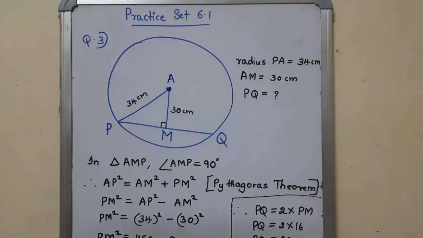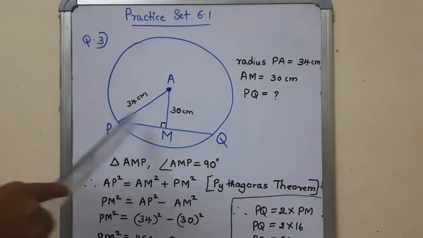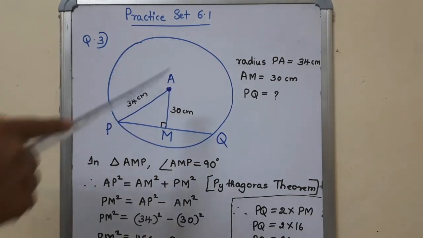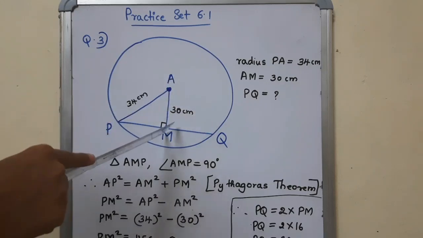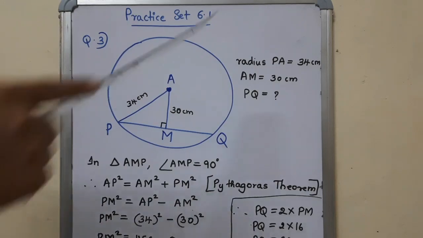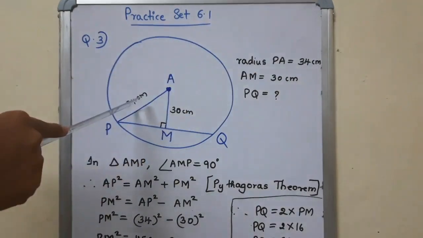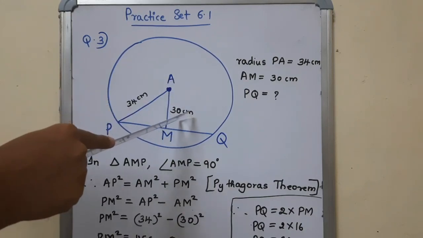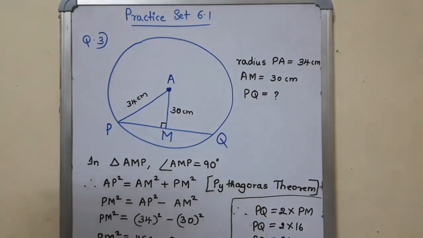We have a circle. We have a chord PQ, center point A, radius AP, and the distance from the center of the circle A to the chord AM. What is given? Radius PA is given as 34 centimeter. Distance from the center of the circle to the chord is given as 30 centimeter. AM is equal to 30 centimeter. We have to find the length of the chord, which means we have to find PQ.